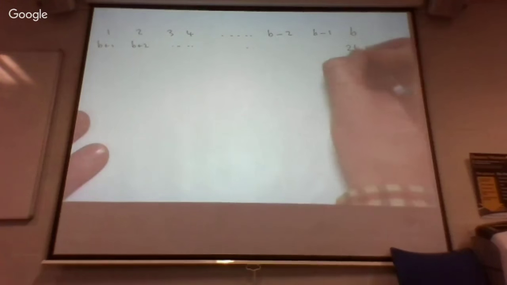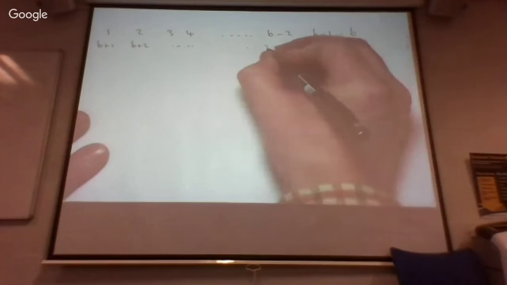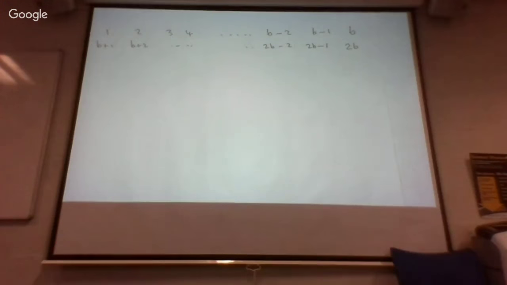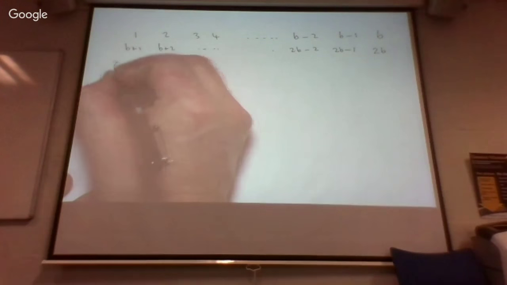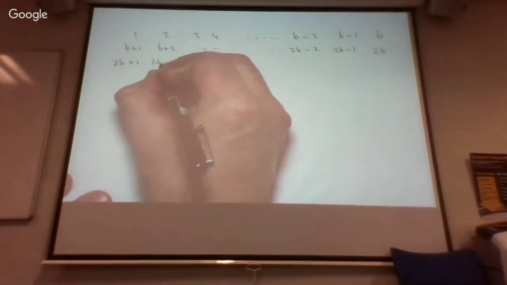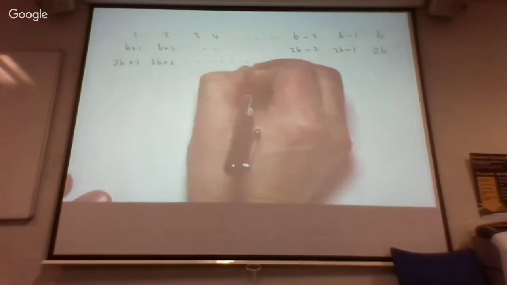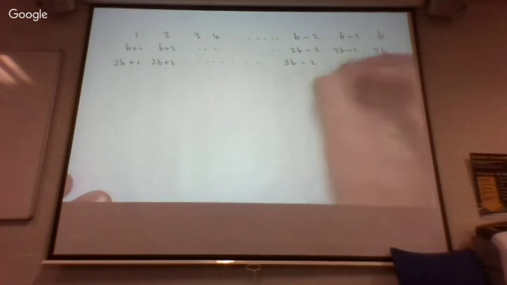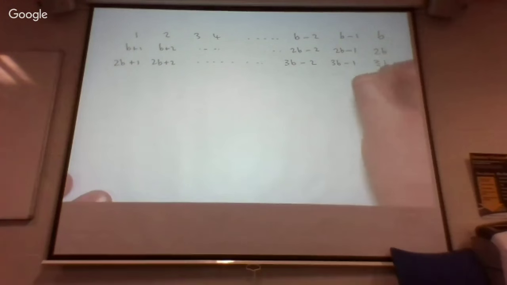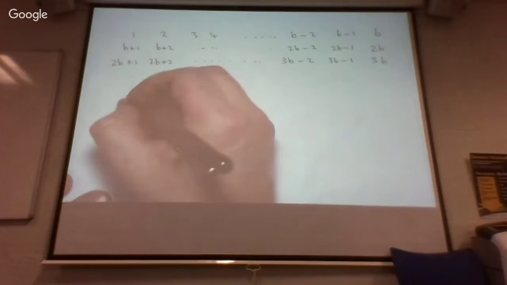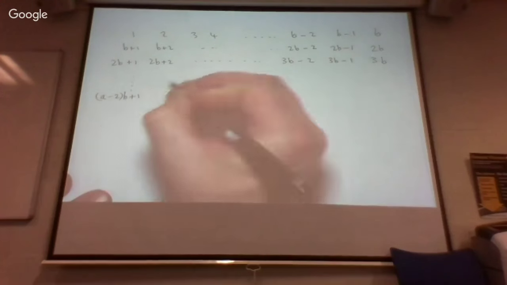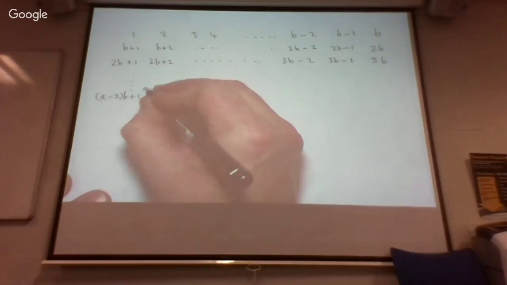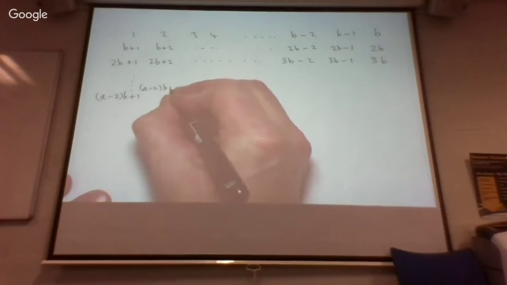This will end with 2B here, so you've got 2B minus 1, 2B minus 2, etc. I'd like to put in the next row, just add a little bit more detail, 2B plus 1, 2B plus 2, etc., etc. And this will end with 3B minus 2, 3B minus 1, 3B. You keep going like this until you reach, well, let's put in the second last row to make it a bit more detailed. You'll have an A minus 2B plus 1, A minus 2B plus 2.